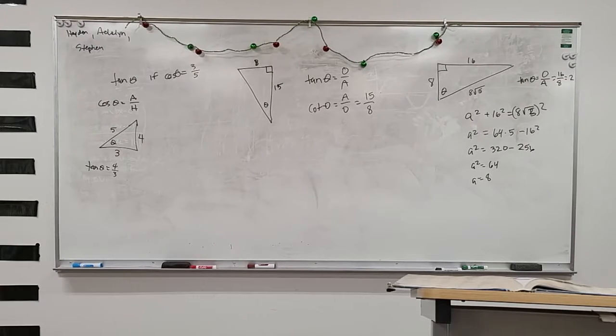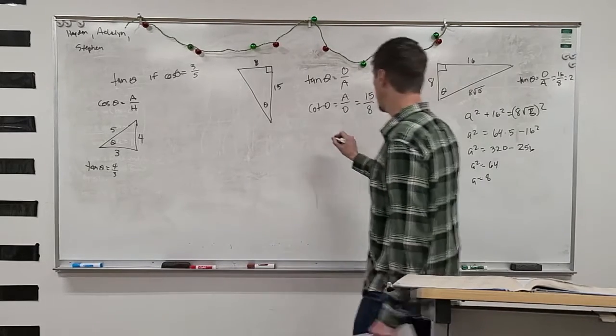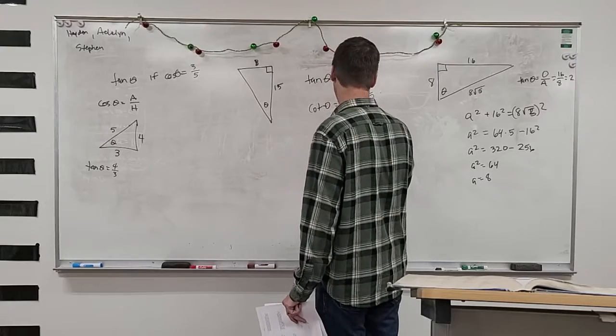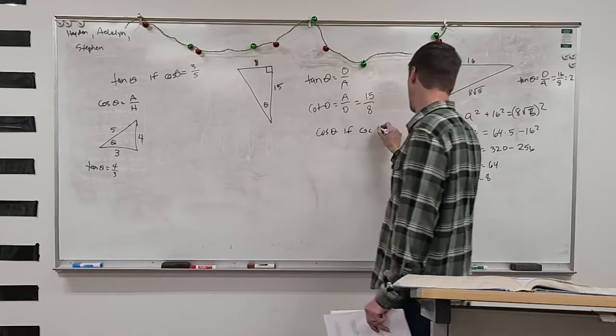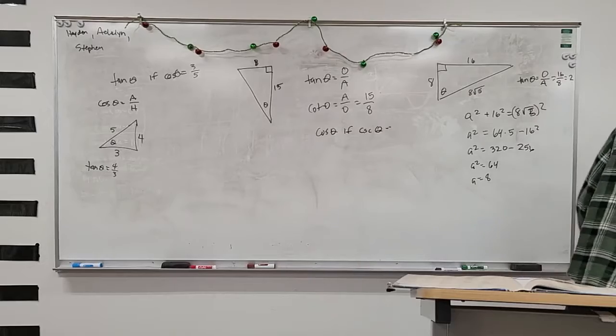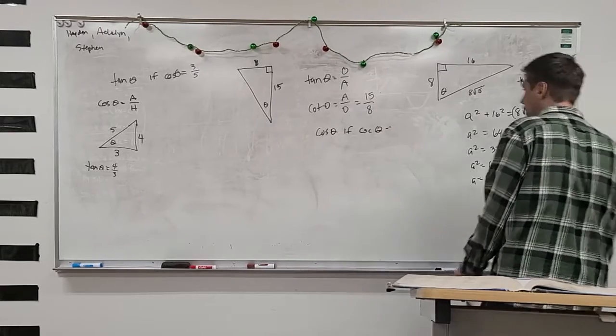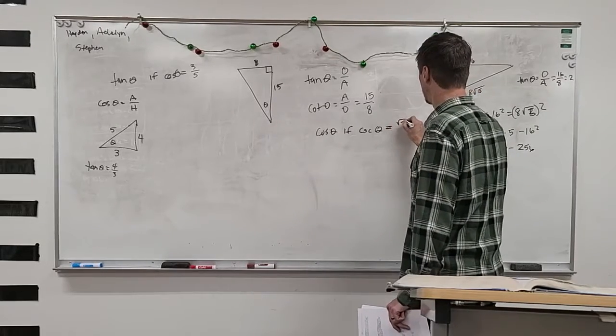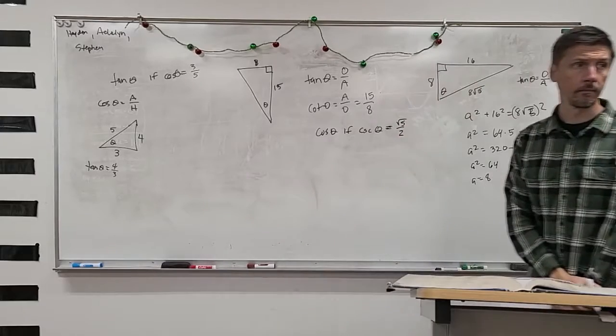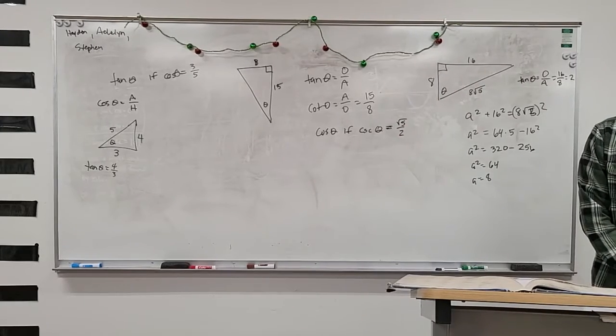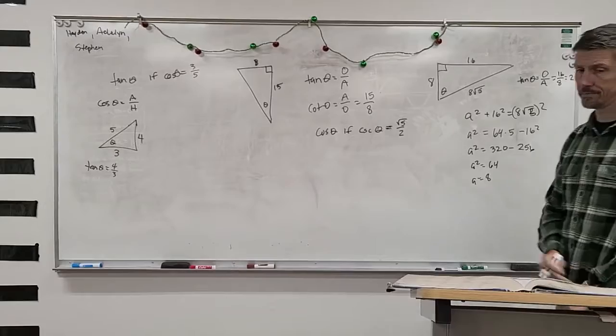And then let's do 66. Cosine of theta, if cosecant of theta equals square root of 5 over 2. Square root of 5 over 2, right? I'm sorry, you guys still doing that one?